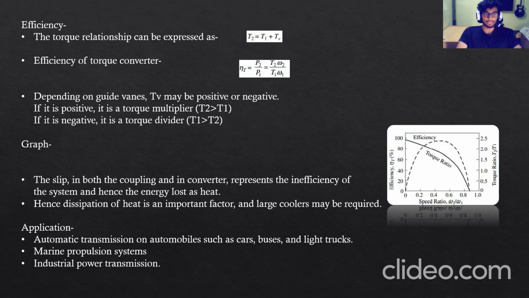The main applications of torque converter are in automatic transmissions of automobiles, cars, buses, and even light trucks, and marine propulsion systems and industrial power transmission.